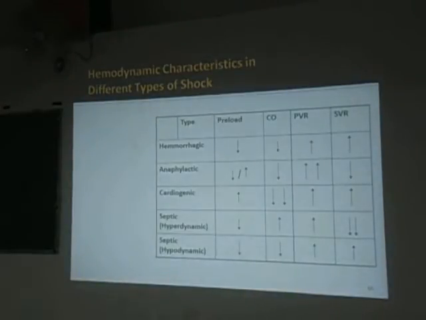Peripheral vascular resistance will be increased and systemic vascular resistance also increased. In anaphylactic shock, cardiac output will decrease, but peripheral vascular resistance is high. In cardiogenic shock, the myocardial tissue is not functioning well, so the cardiac output is the one which is more affected. In septic shock, there is decreased preload and decreased systemic vascular resistance. You can see in anaphylactic and septic shock we have decreased systemic vascular resistance. Here we have two types: septic, hyperdynamic and hypodynamic. We will be learning about that.